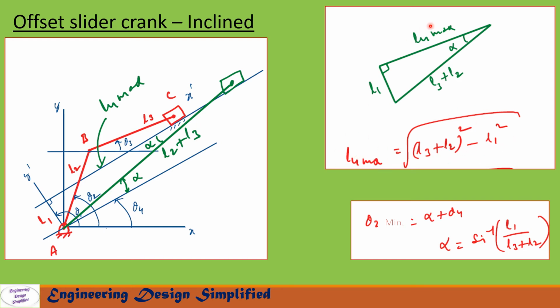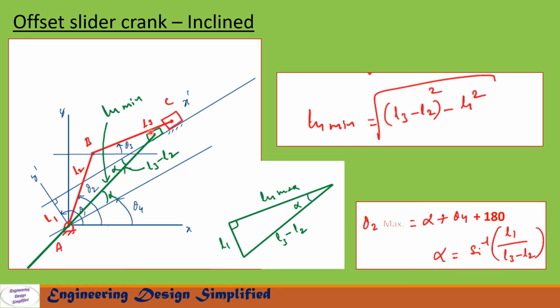So if this is L4 max, then theta 2 will be from here to here, it will be minimum. Theta 2 minimum can be written as alpha plus theta 4. If theta 2 minimum is alpha plus theta 4, alpha can be found from this right angle triangle again: alpha equal to sine inverse of L1 by (L3 plus L2).